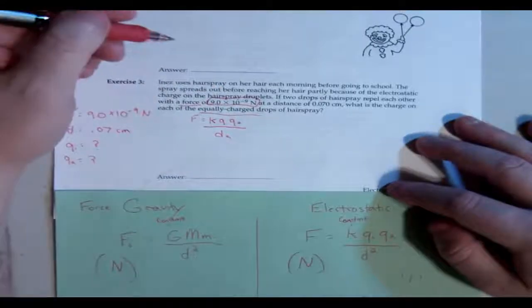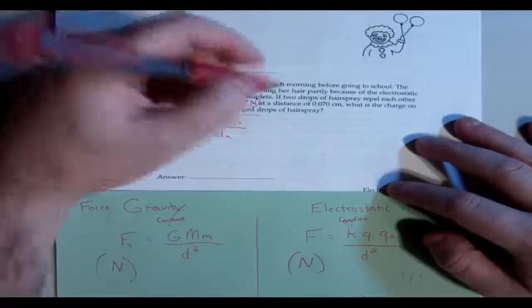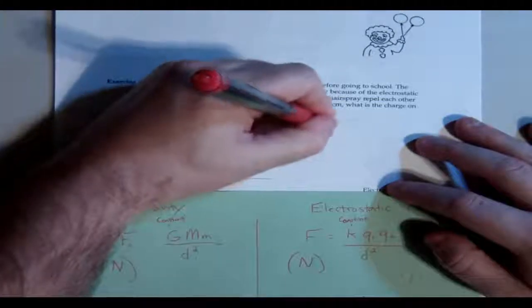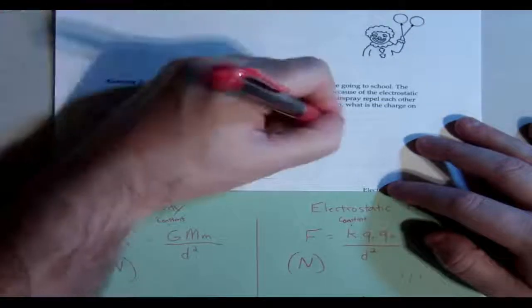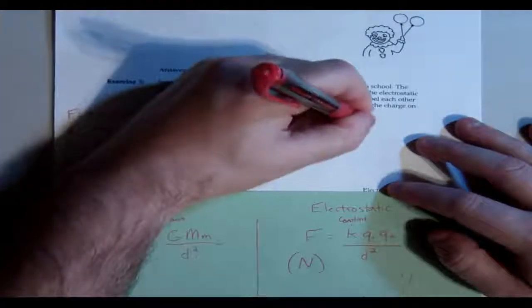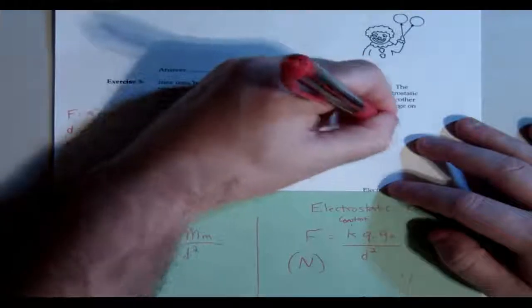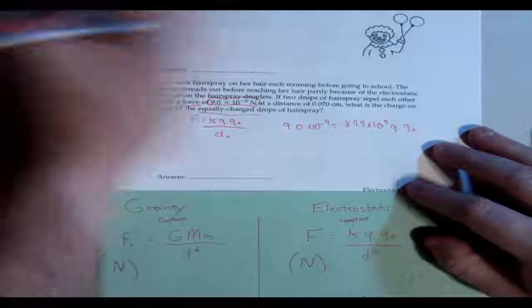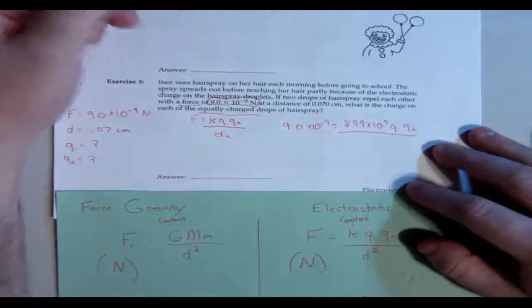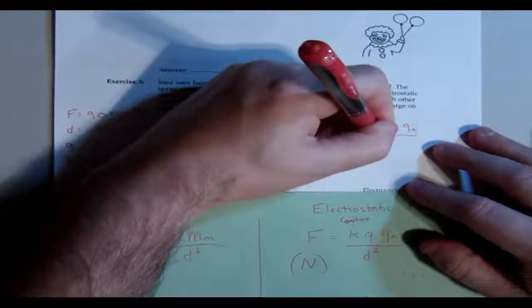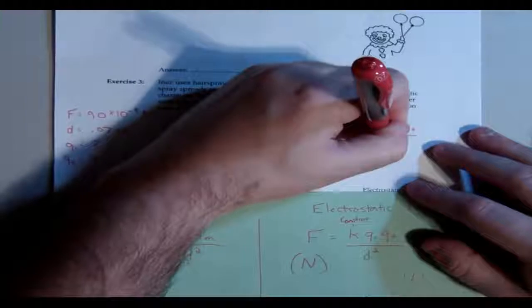Next, we are going to plug it in. So we got our force, which is 9.0 times 10 to the minus 9. That's our force, equals electrostatic constant, 8.99 times 10 to the 9th power, times charge 1 times charge 2, because we don't know those charges, right? Over distance, which is 0.07 centimeters squared. Okay?